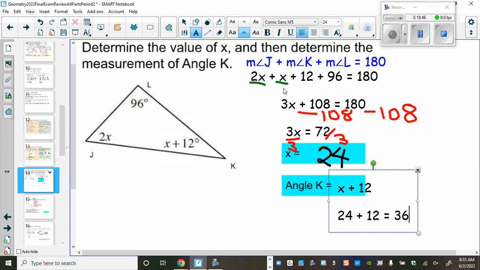So this would have been the first point right here. Get your setup. You got to get your setup right. You don't get the setup right, game over. Then from there, simplify, solve. That would have been 2 points right here. So here would have been your first point, here would have been your other point. And then your last point would have been plug the 24 into the x, solve for the angle, boom, there you go.